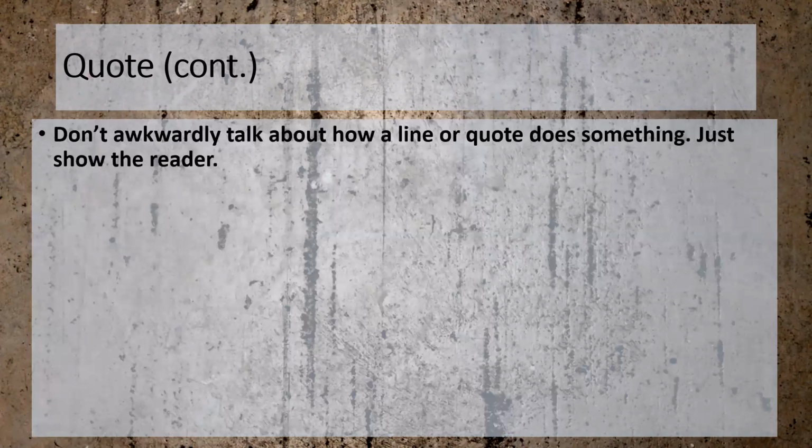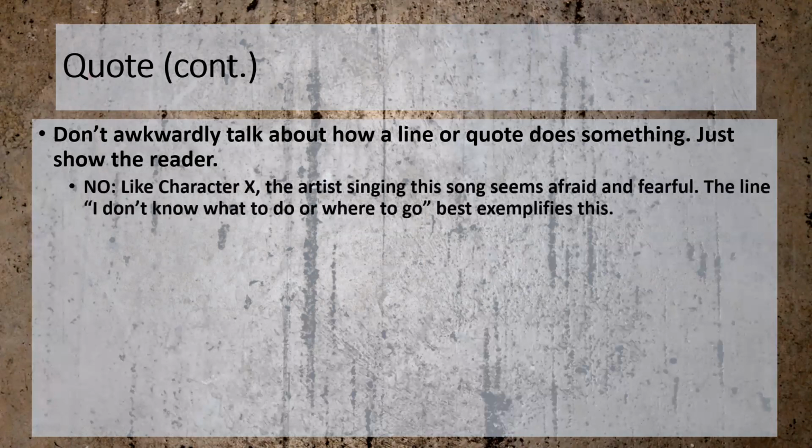A couple common errors in terms of style to avoid with quotations. Don't awkwardly talk about how a line or quote does something. Lines and quotes don't do something. The author does something. The text as a whole does something. So just show the reader. So here's a common mistake. Like character X, the artist singing this song seems afraid and fearful. The line, quote, I don't know what to do or where to go, end quote, best exemplifies this. That's awkward.